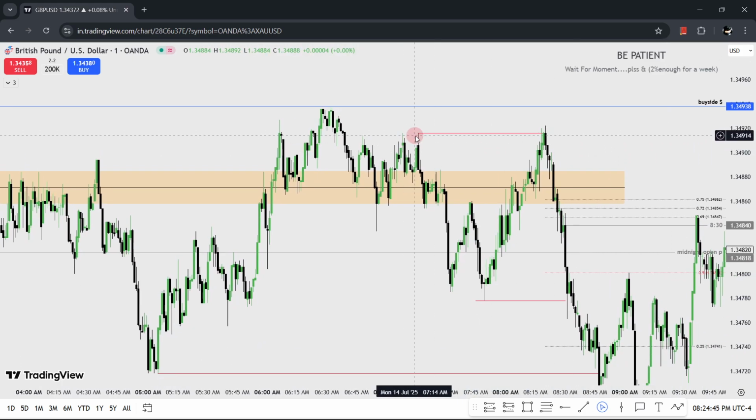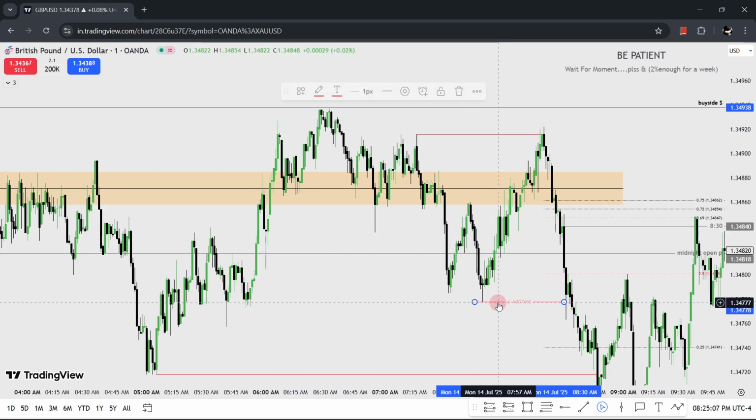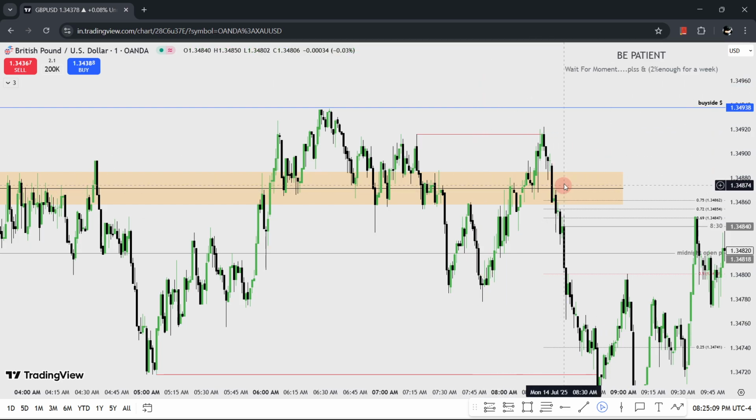I was waiting for an entry somewhere around here. I put an order on this fair value gap, but the market didn't do that entry. That's no problem. And targeted this relative equal lows. It already took my target, and there is no need to wait for my entry here.